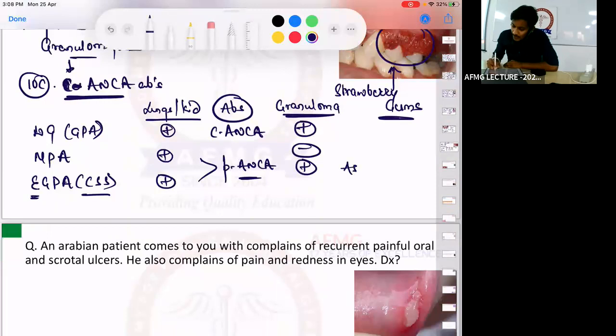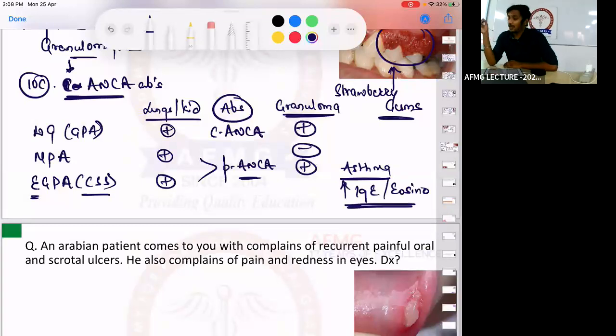Asthma is associated with Churg-Strauss. Therefore IgE levels or eosinophil levels are high in Churg-Strauss because it is associated with asthma. Okay, this is how you differentiate it. No issues with this.